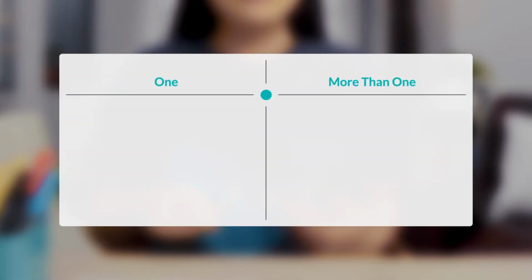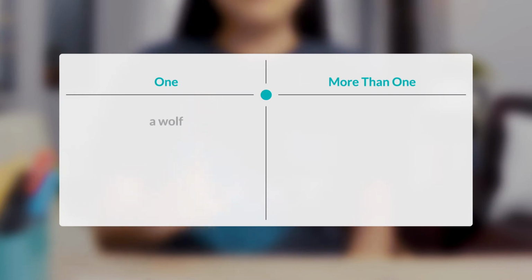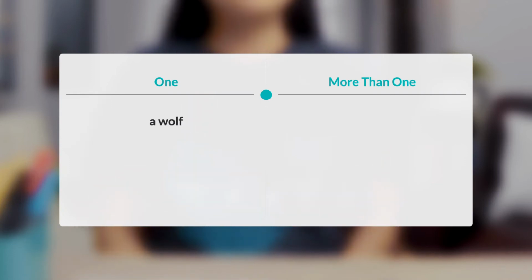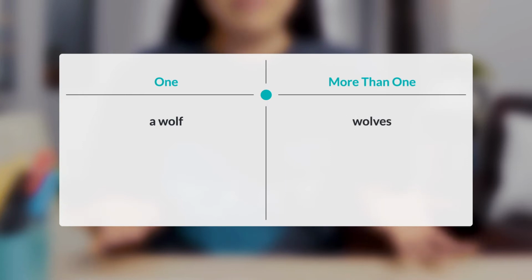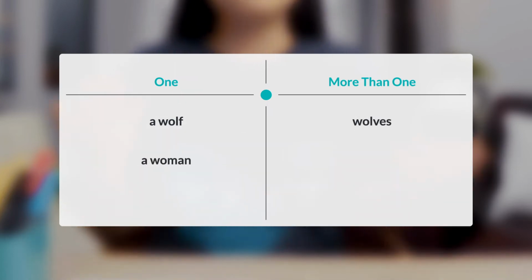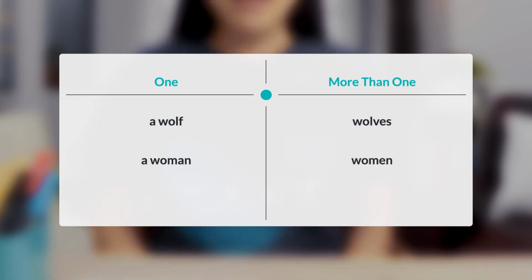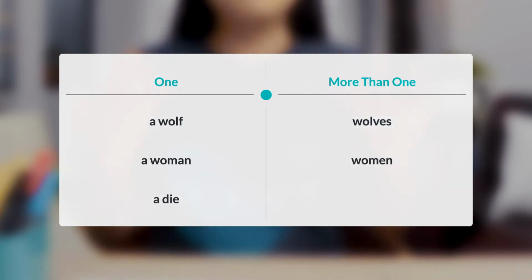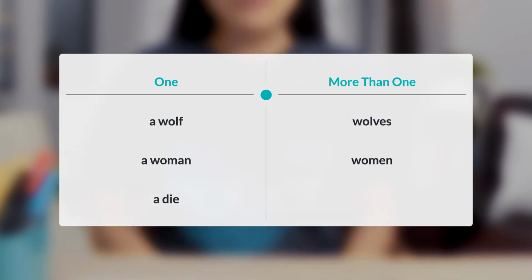Let's look at some examples of irregular plural nouns. One wild dog is called a wolf, but when there is more than one dog, the word becomes wolves. One grown female is called a woman, but a group of grown females are called women. One six-sided counter is called a die, but more than one six-sided counters are called dice.